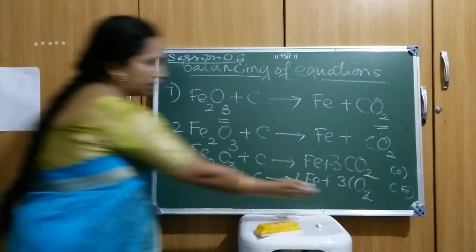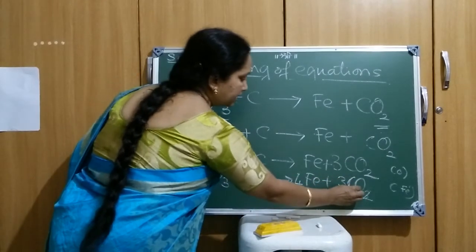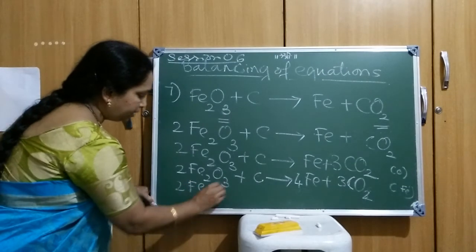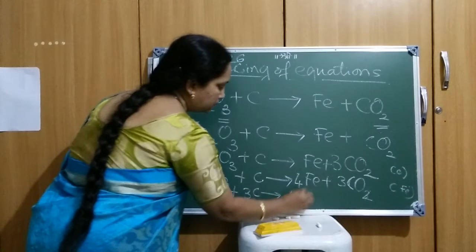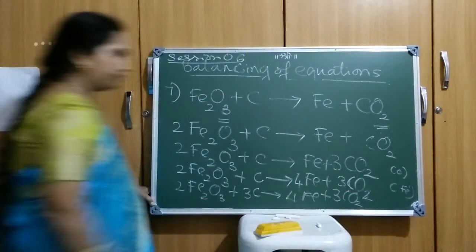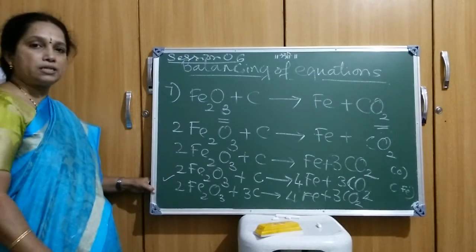Which is left out now to balance. So here carbon, here also carbon. If you observe here on the right hand side, 3 carbon are there. So in the next step for the balancing, I'll write down Fe2O3 plus 3 carbon and Fe, that is 3 CO2. Right? So this is the required balanced equation.